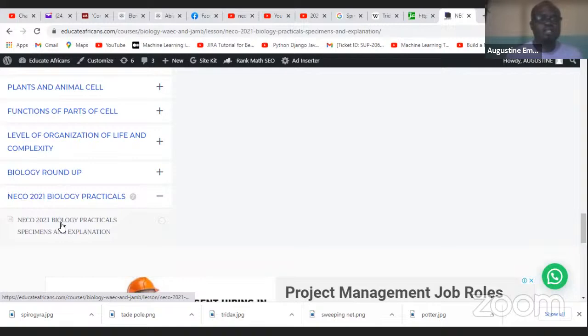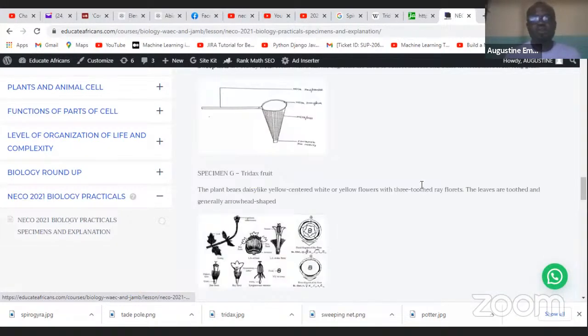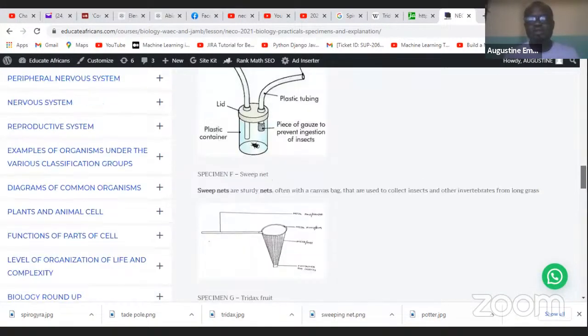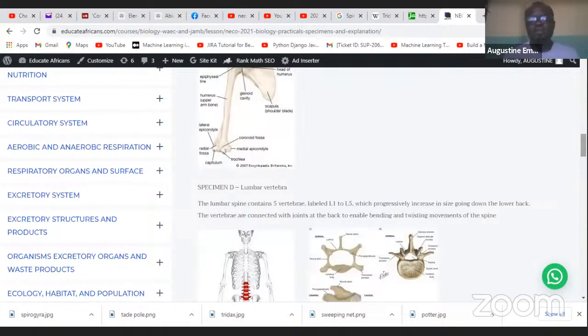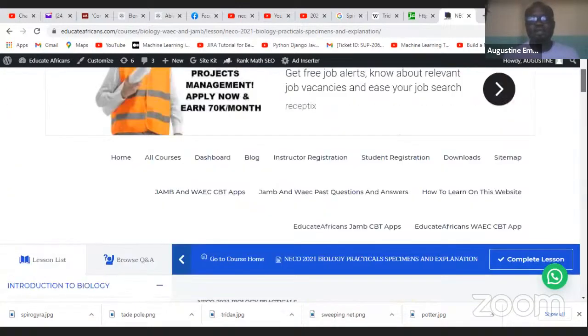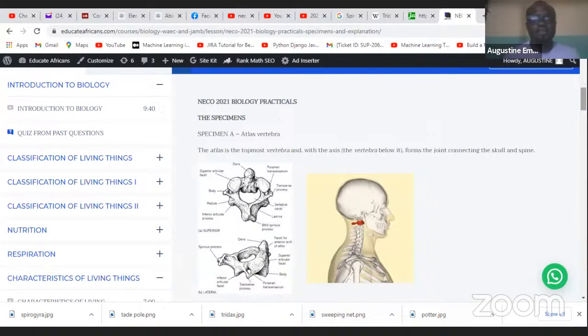Once you click on it, it's going to open up. Okay, you see it has opened up, and you can now see these are the specimens. So you check out the specimens that they gave you in school. Specimen A is the atlas vertebra. This is the diagram. This is where the atlas vertebra is located for human being.